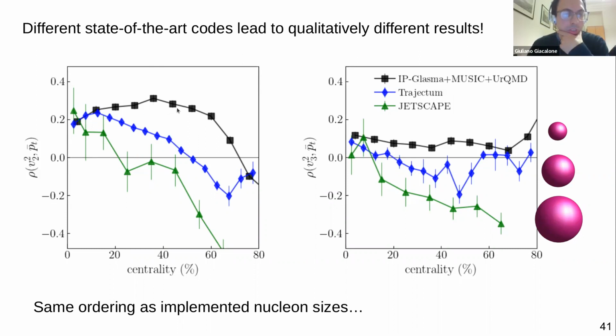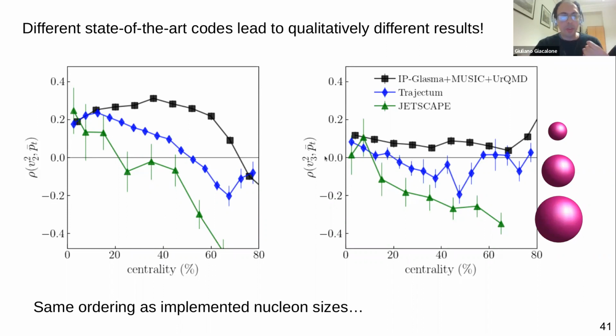So this is what you get. You see there are qualitative differences. The observable can turn negative even at low centrality in lead-lead collisions. And what we see is that the ordering of these curves follows precisely the ordering of the sizes of the nucleons which are implemented. So is this a coincidence, or are we actually seeing the size of the nucleons here?